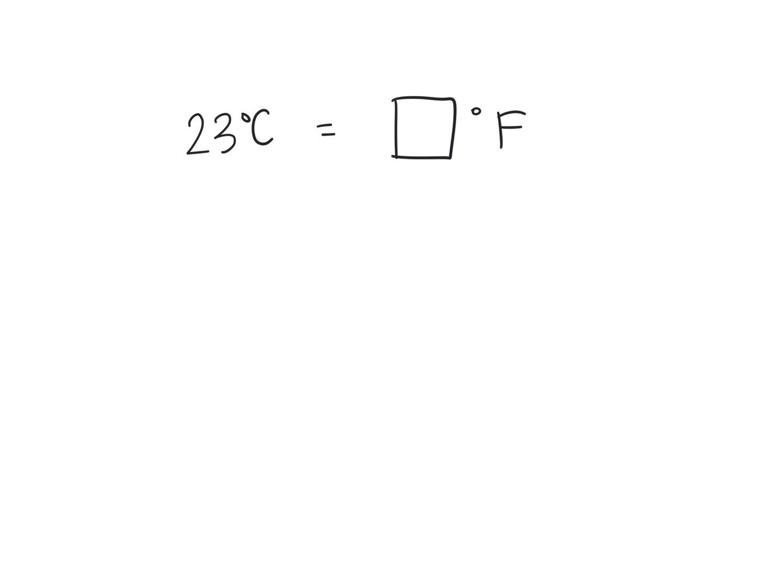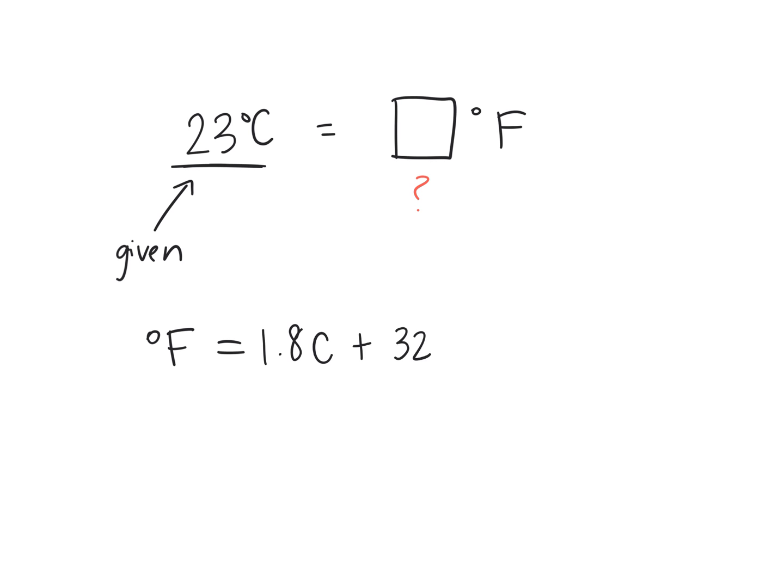So if we're given the temperature in degrees Celsius, and we want to know the temperature in degrees Fahrenheit, we have to use the formula that tells us what degrees Fahrenheit is equal to. What is the formula that tells you how to calculate degrees Fahrenheit? What is degrees Fahrenheit equal to? That's it. Degrees Fahrenheit is equal to 1.8 C.